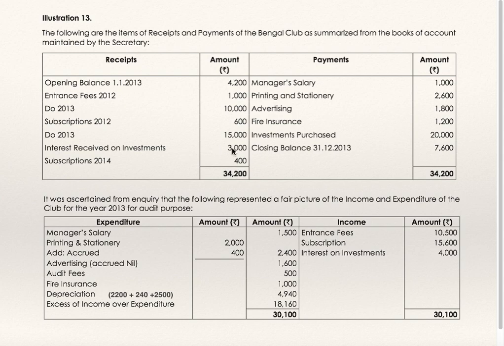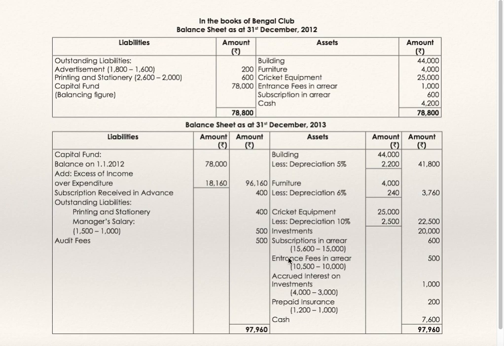Interest received on investment is 3,000, but as per income it is 4,000. So that means 1,000 is outstanding. It will be shown on the closing balance sheet asset side. Accrued interest on investment 1,000.